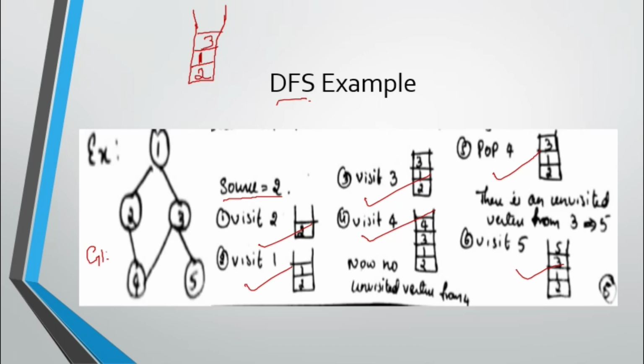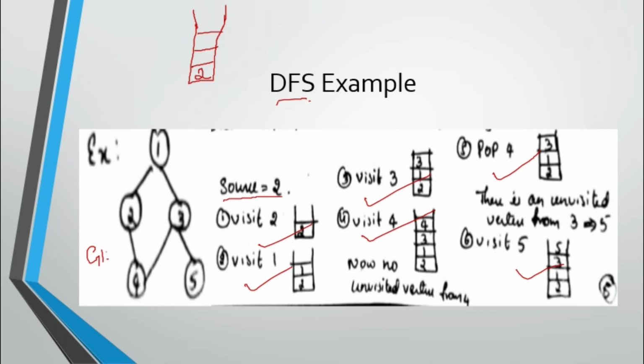So again I come to 3. 3 has 1, 4 and 5 in its adjacency list and all are visited. So again it will remove 3 from the stack. That means it will go back to 1. 1 has 2 and 3 in its adjacency list, and that is also visited. So remove it from the stack. Remove means pop from the stack.